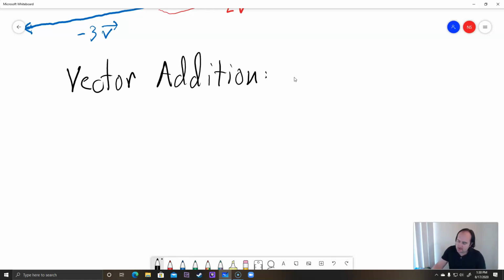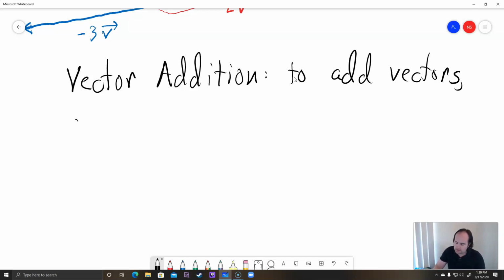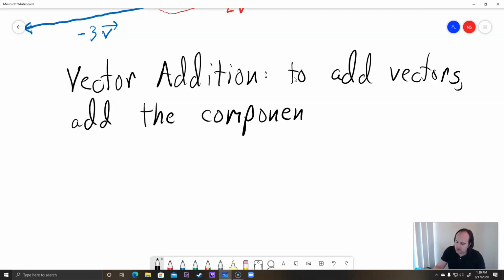And the basic idea here is to add vectors, all you do is you add the components. You add the components. So remember, the components are the x-coordinate, the y-coordinate, and then the z-coordinate if it's 3D. If it's a three-dimensional vector. So to add vectors, you add the components.